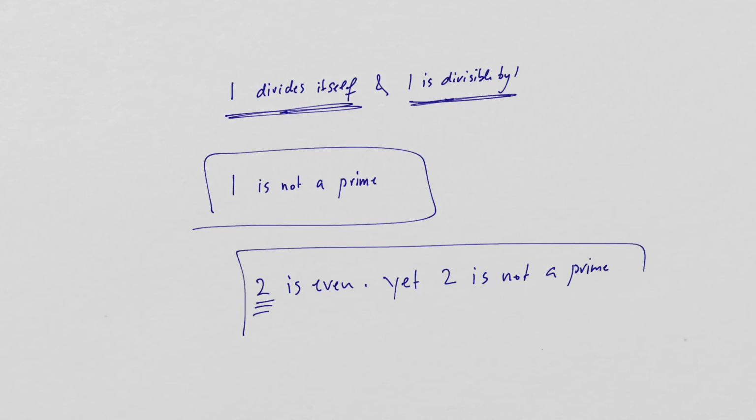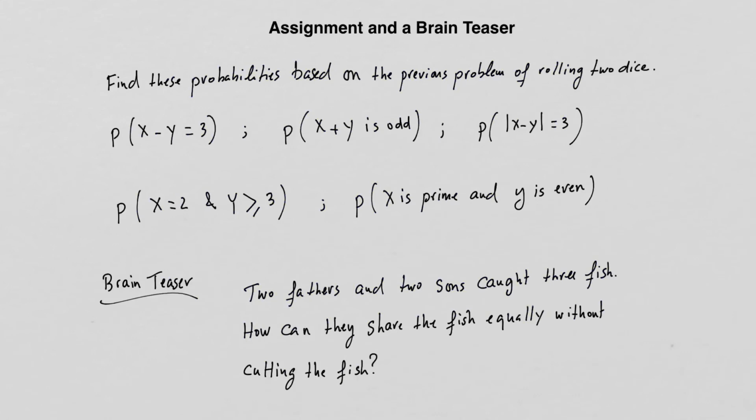So keep this in mind, and then go back and do this problem. You want x to be a prime, which means a 2 or a 3 or a 5. I just gave it to you, okay? 2 or a 3 or a 5. And y is even. So now it becomes an easy problem.